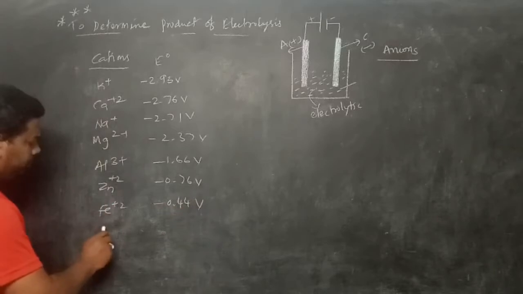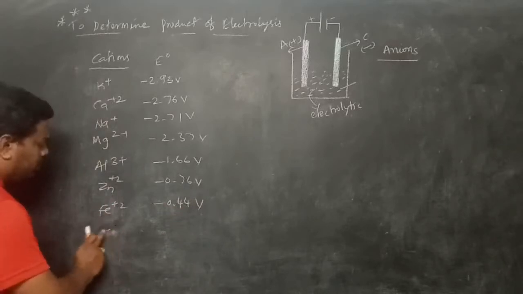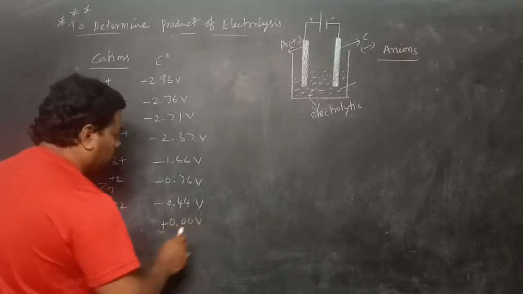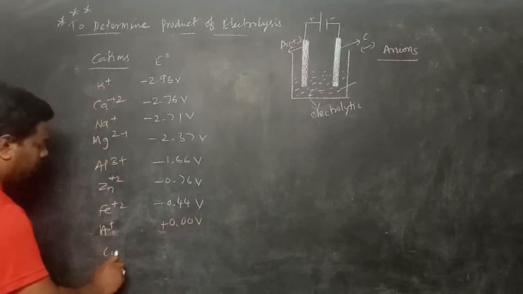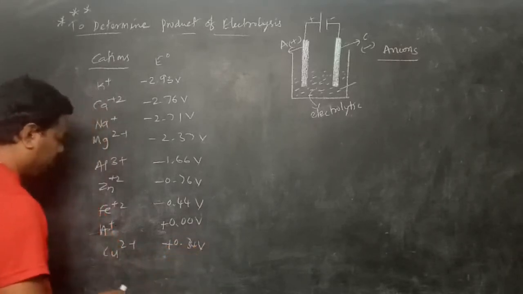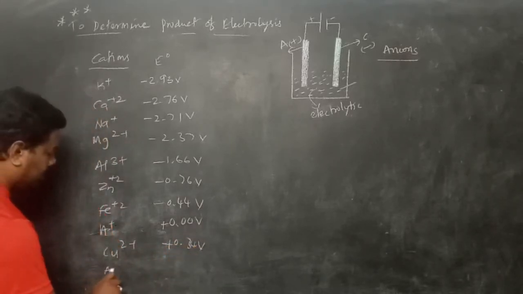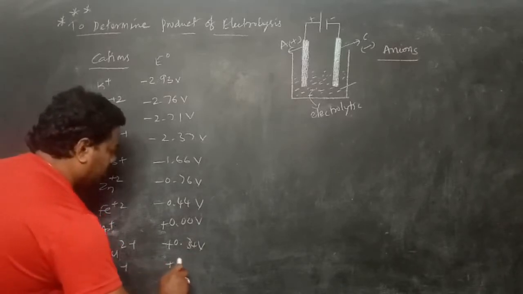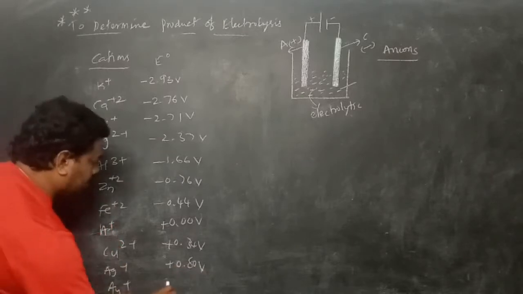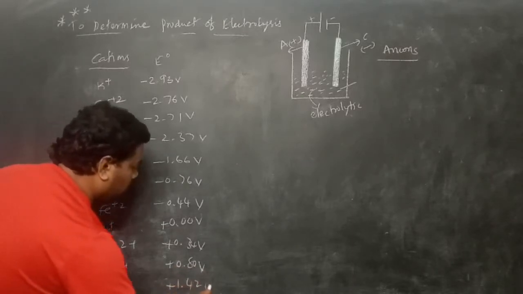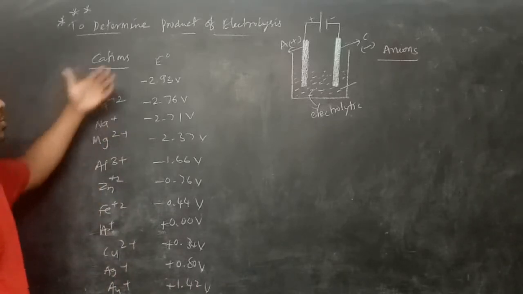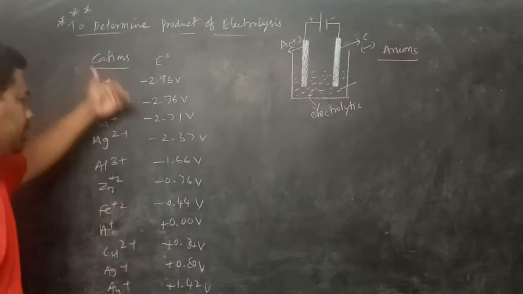Then H+ is 0.00 volts, then Cu2+ is 0.34 volts, next Ag+ is 0.80 volts, and Au+ is 1.42 volts. So these are the standard reduction potential values of the various metal ions that I have mentioned here.